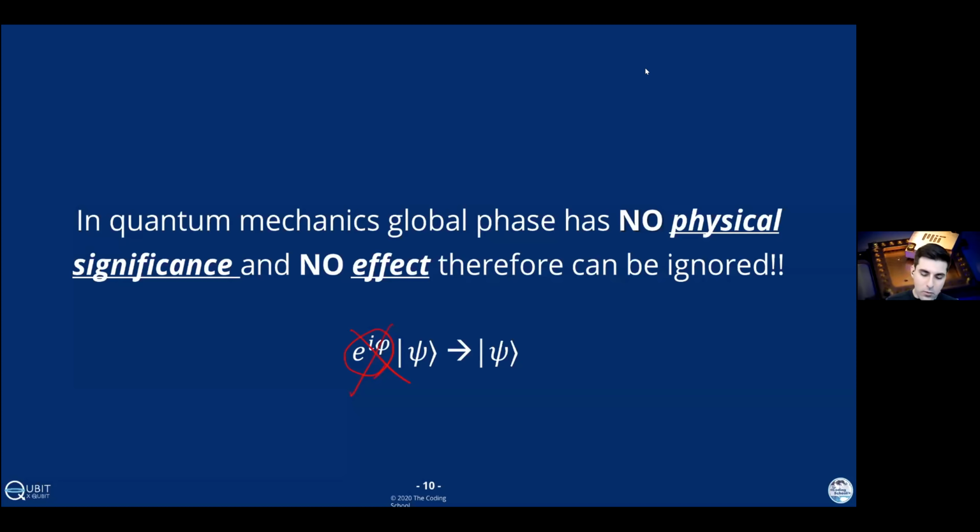So for example, let me write this as an example. If I have -|0>, I can just write this as |0>, right? Because again, this minus is a -1, and it's a global phase, so I can ignore it.